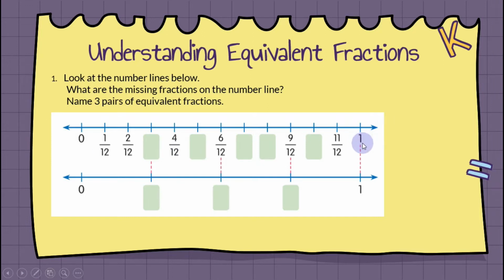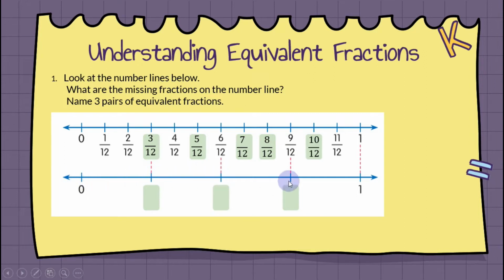One whole equals 12/12. The first dot is 1/12, 2/12. The missing fraction is 3/12 and 5/12 and 7/12, 8/12 and 10/12.